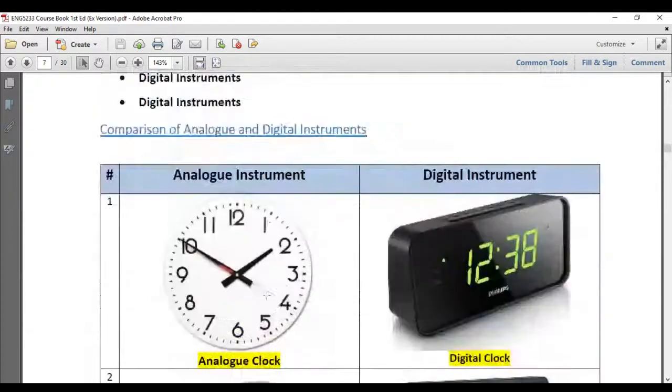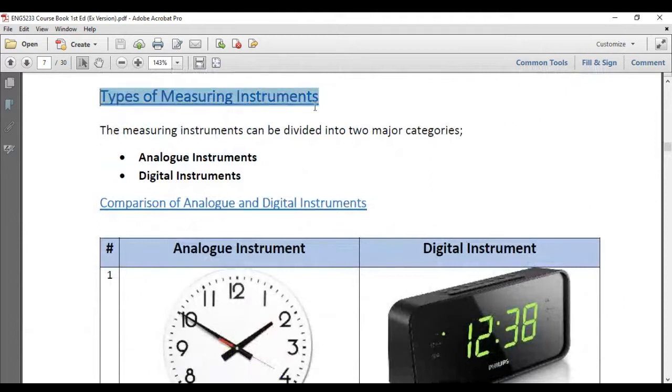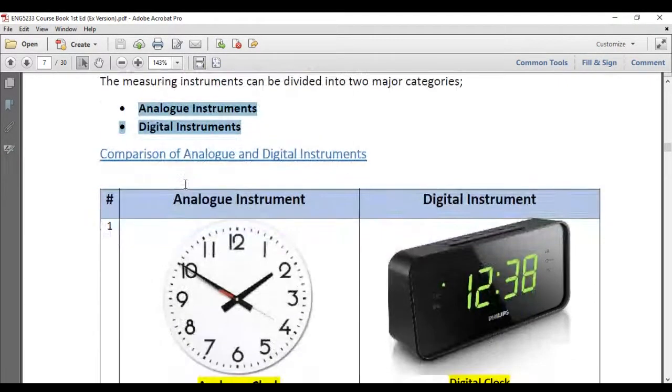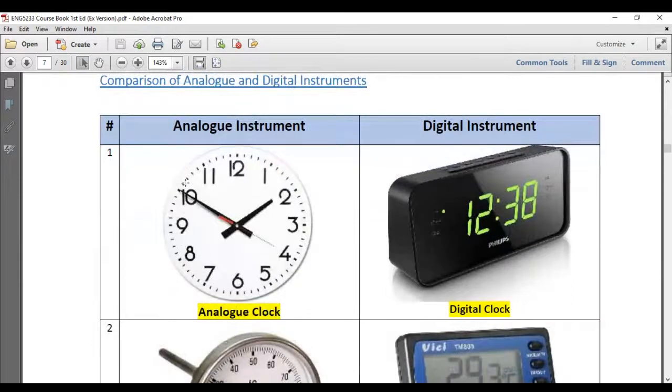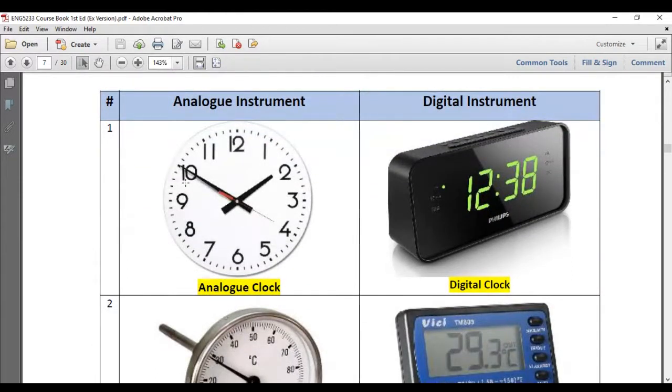Now we will talk about the types of measuring instruments. So measuring instruments are divided into two major categories: analog instrument and digital instrument. So here is a comparison. In this table you will see a comparison between analog and digital instrument. The most common example is shown here. This is an analog clock and the digital clock. This is the most common. What is the difference between the two?